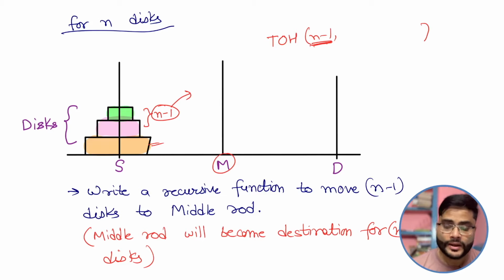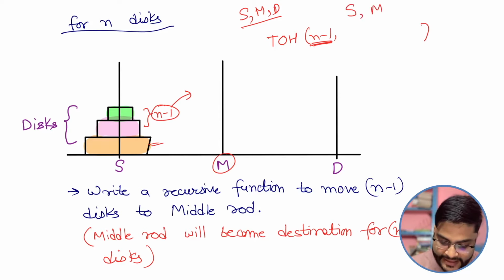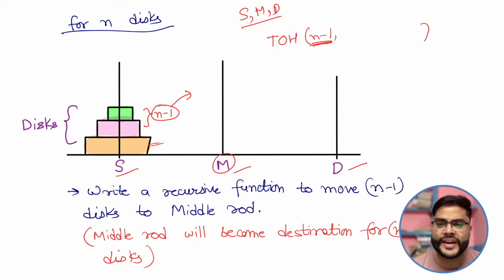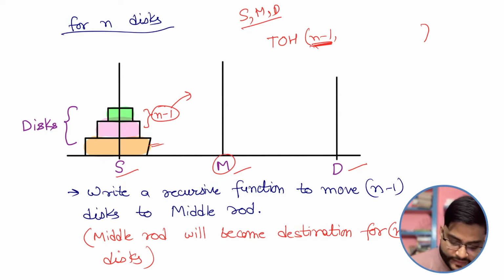Now we have three rods named source, middle, and destination. So we will write in the same manner: what will be our source, then middle, and then destination. These will be our parameters, so we have to pass these also in our recursive function. In the parameters, we will pass our source rod first.